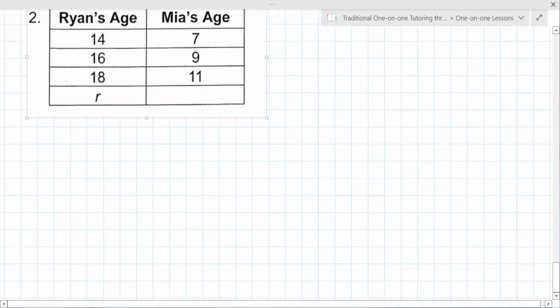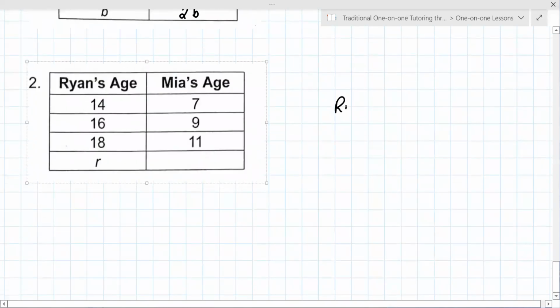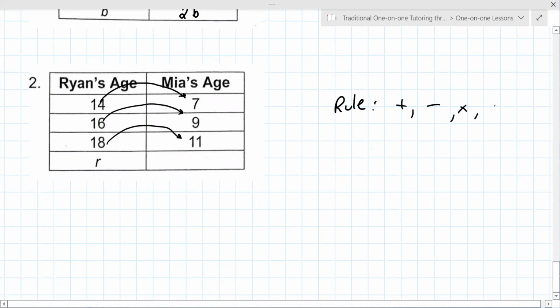So same thing here. You have to figure out the rule. I can definitely see there's a pattern. Right. So how do you go from 14 to 7 and 16 to 9 and 18 to 11? And your options are add, subtract, multiply, divide.